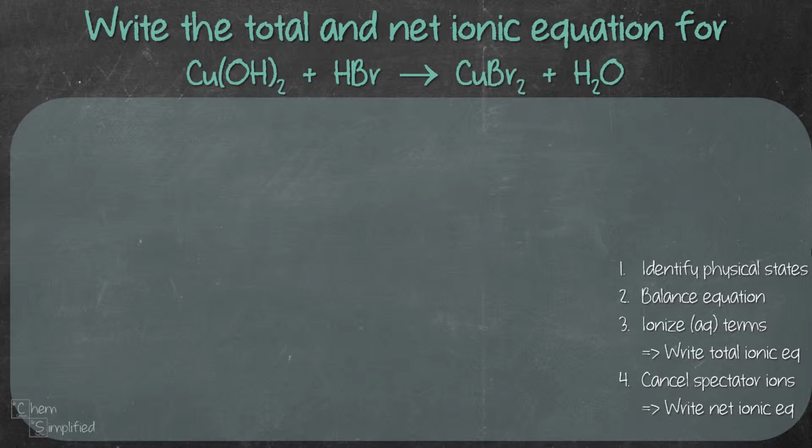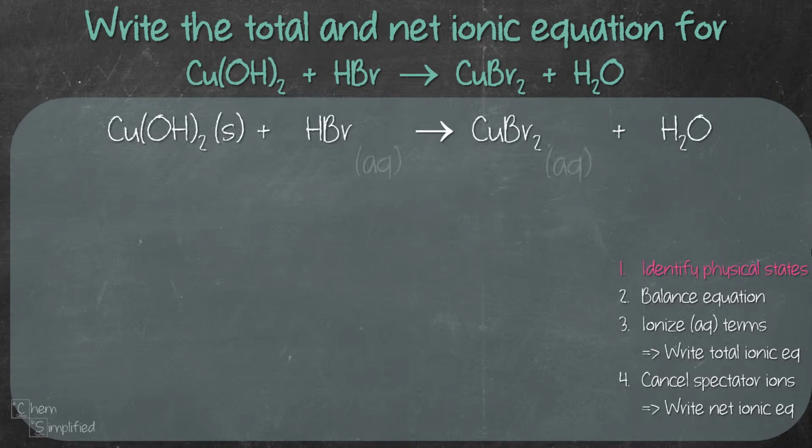Since we don't have the physical states for every term, we're going to have to refer to the solubility rules to identify the states. That's the first step that we need to do. If you need a refresher on how to determine the solubility of compounds, I'll link the video here. So it looks like we have solid for Cu(OH)2, aqueous for HBr and CuBr2, and liquid for H2O. So we move on to the second step.